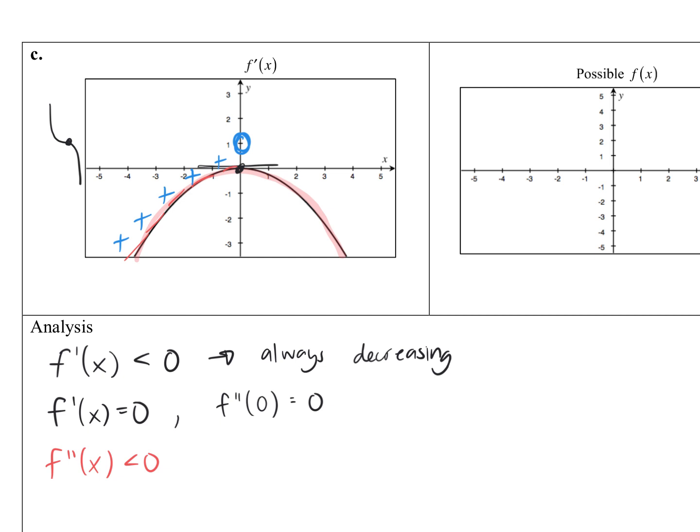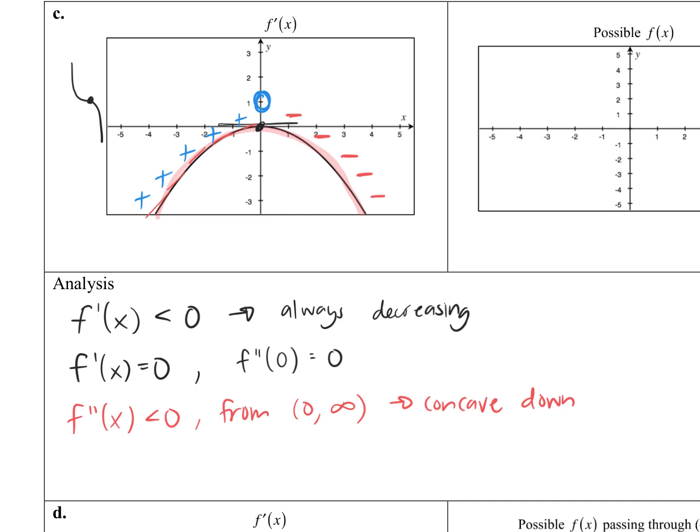Then what about all my slopes on the right side? These would all be negative, right? All of these slopes are negative. So our second derivative is less than 0 from 0 to infinity, which means it is concave down on that interval. It is positive, or greater than 0, all the way from negative infinity to 0. Concave up.